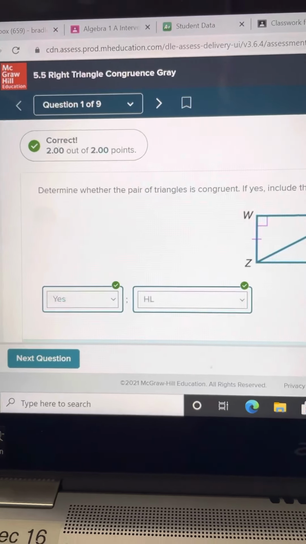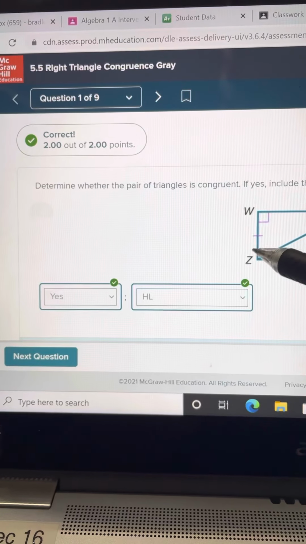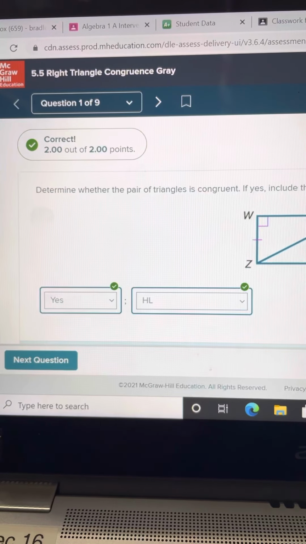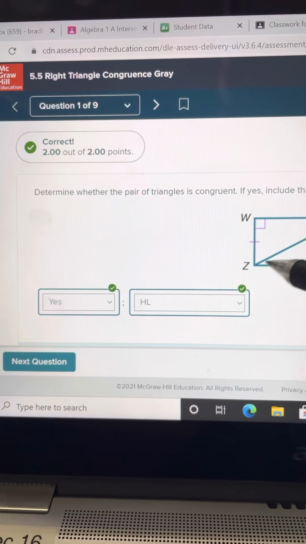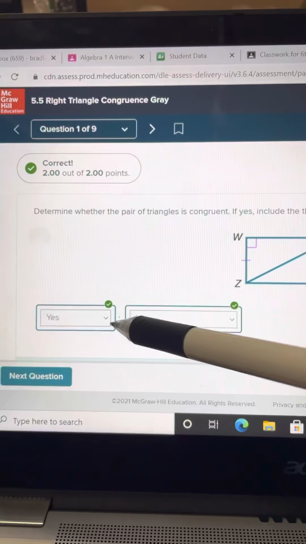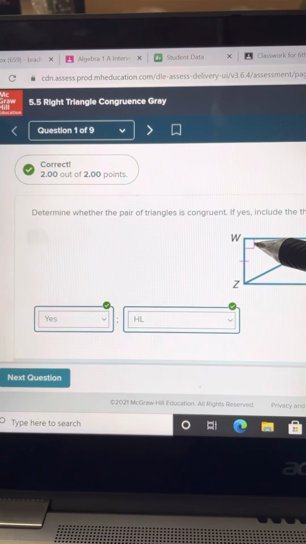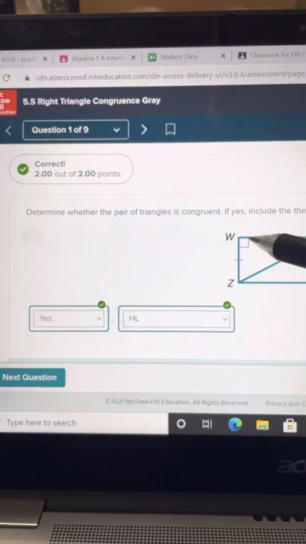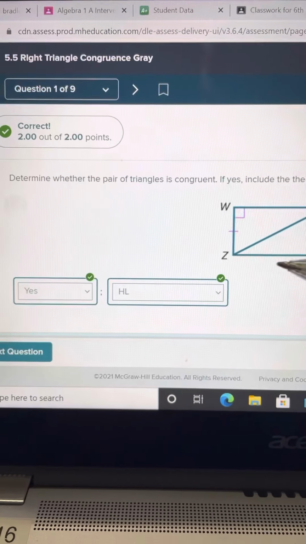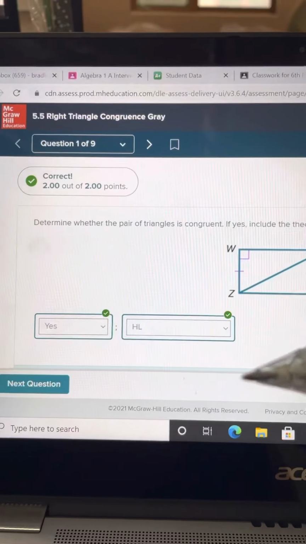So these two triangles, we are going to take a look at these angles are congruent, these sides are congruent, the hypotenuse is congruent also. So yes, and so we have a hypotenuse and leg. Really all we need is the hypotenuse and leg. The 90 degree just tells us that it's a right triangle, so we are good with yes and hypotenuse leg for number 1.